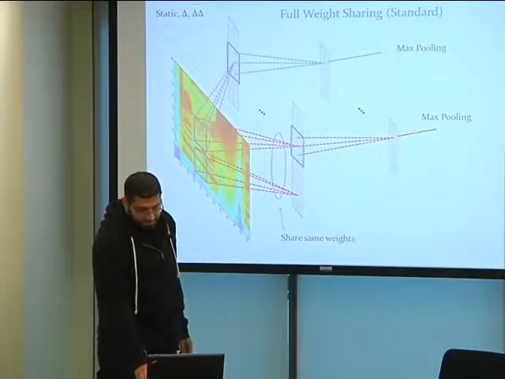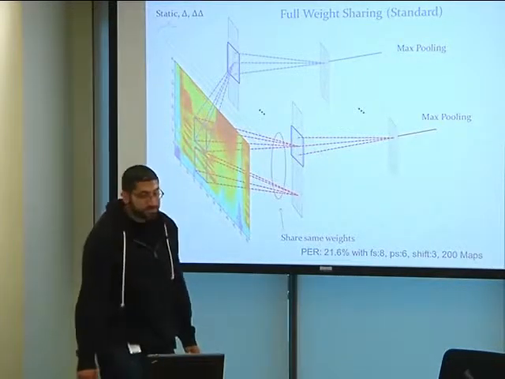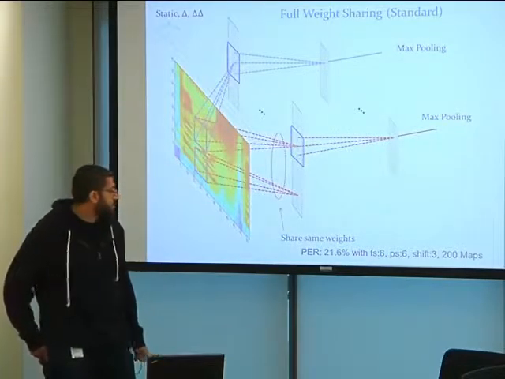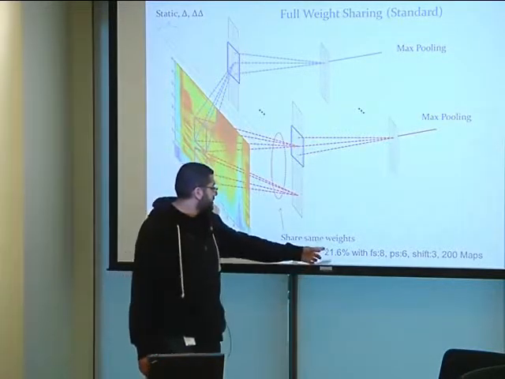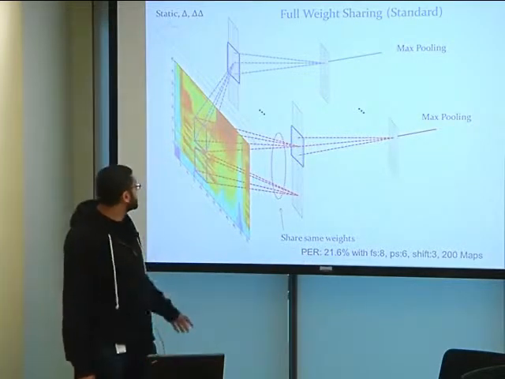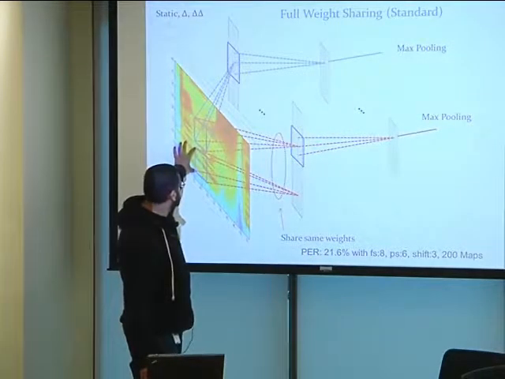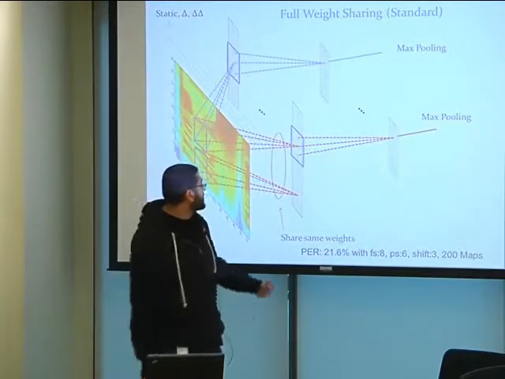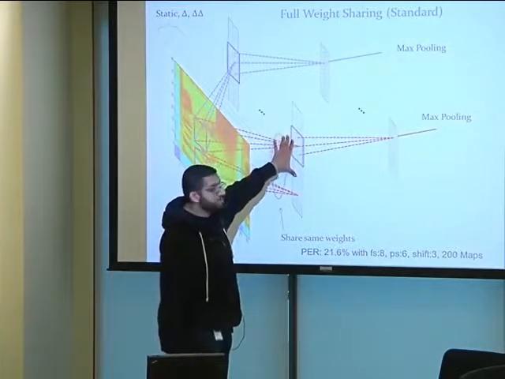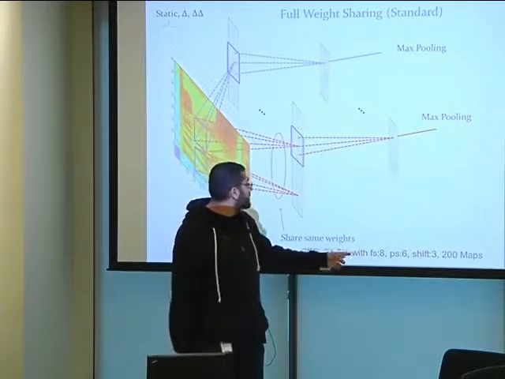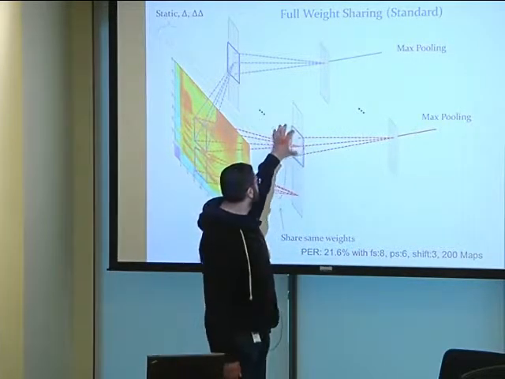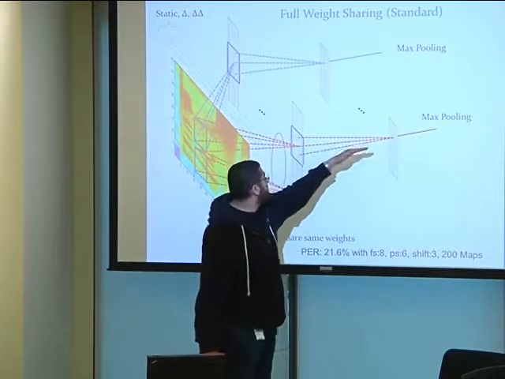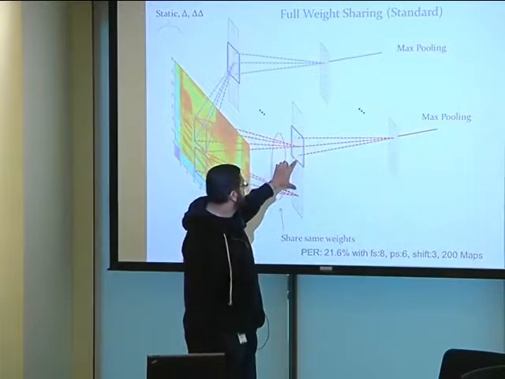For this model, we can get on TIMIT a 21.6 phone error rate. For that model, we used a filter size of 8 bands of the filter bank, and a pooling size of 6. So this size is 6, and each pooling node receives input shifted by 3 nodes, like this.